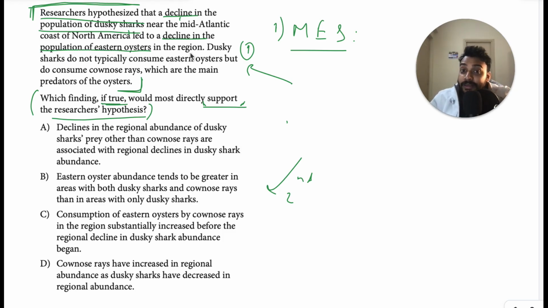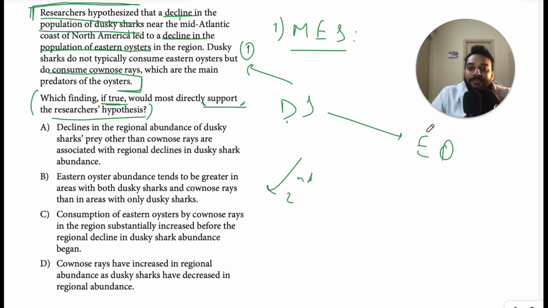Dusky sharks do not typically consume eastern oysters, but do consume cow-nose rays, which are the main predators of the oysters. So you got the meaning of what they're trying to say. They're talking about the population of dusky sharks declining, and due to which there's a decline seen in the population of eastern oysters, although they don't consume it directly. Instead, they consume cow-nose rays, which in turn are consumers of eastern oysters. So this pathway is wrong, this one's correct.